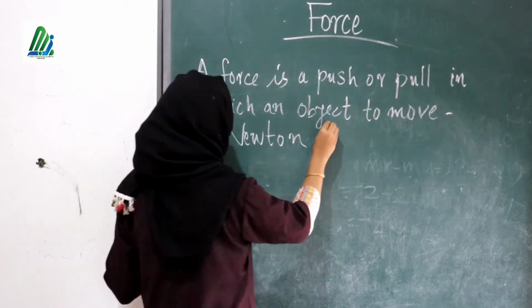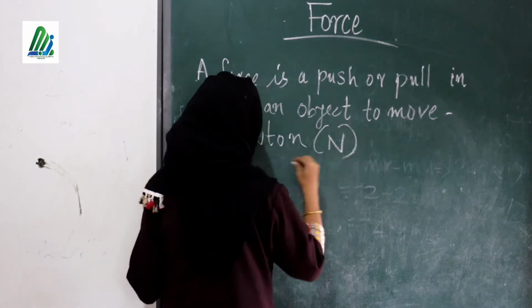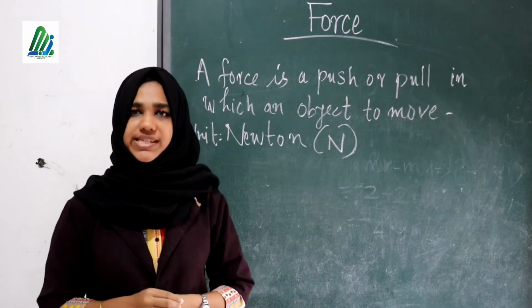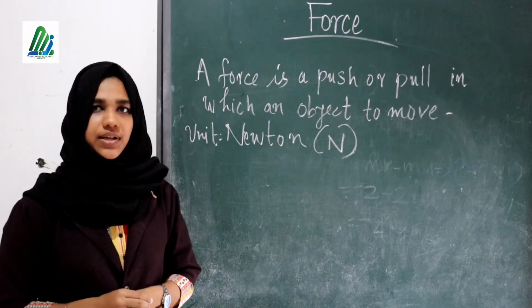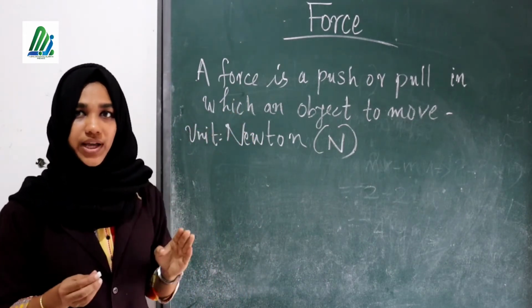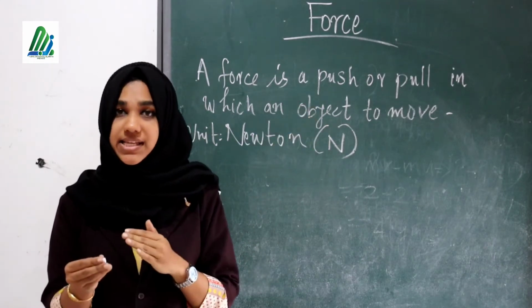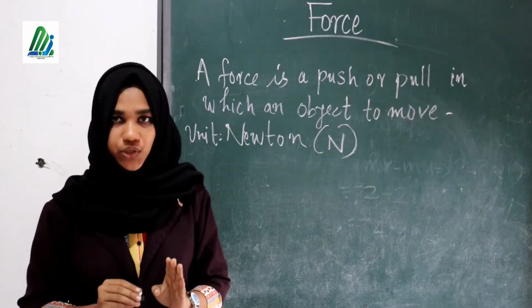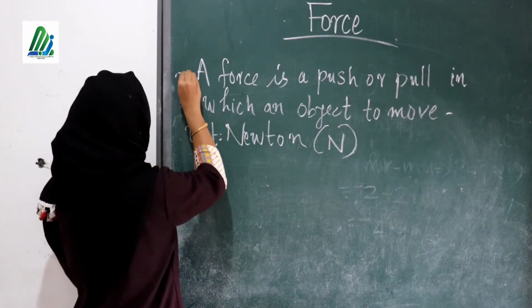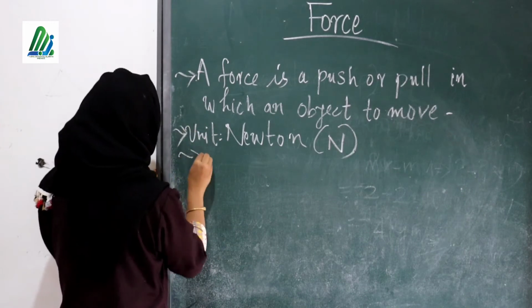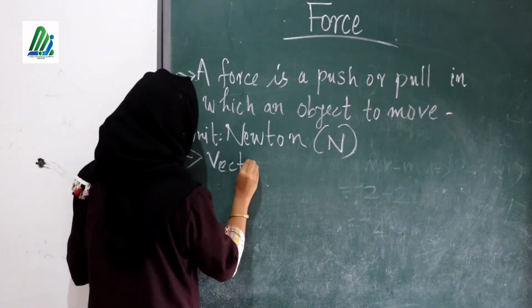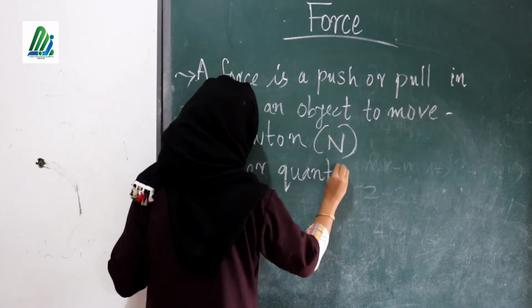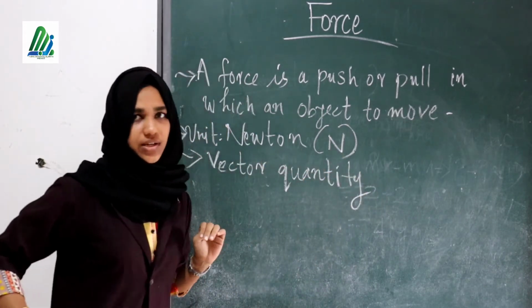And it can be represented by using the symbol capital letter N. Okay. Is this force a vector or a scalar quantity? It's a vector quantity. While pushing, it changes its direction. So it has both direction and magnitude. So we can say the force is a vector quantity. Okay, force is considered to be a vector quantity. Why? Because it has both magnitude as well as direction.